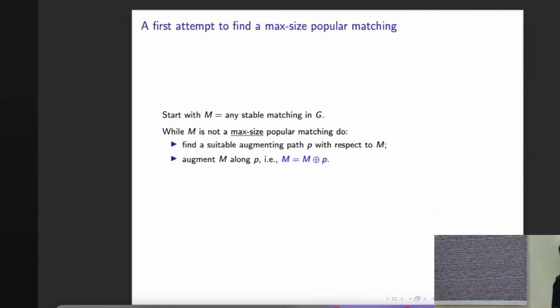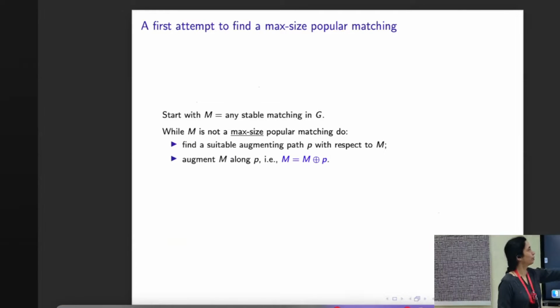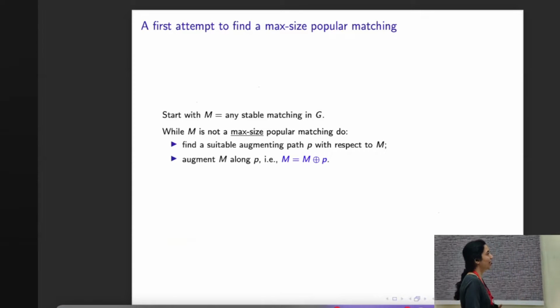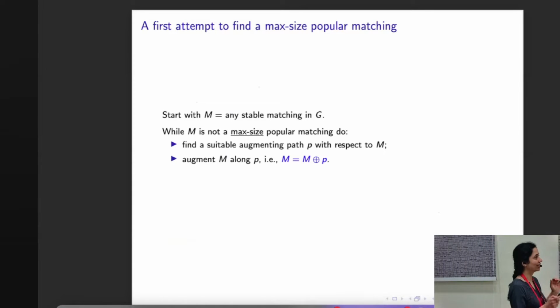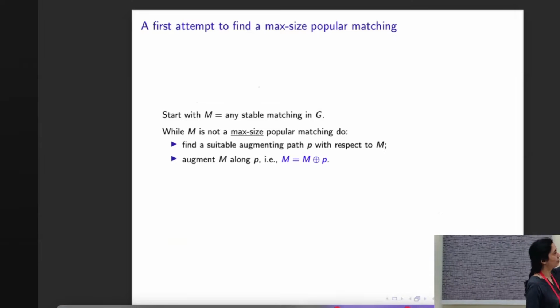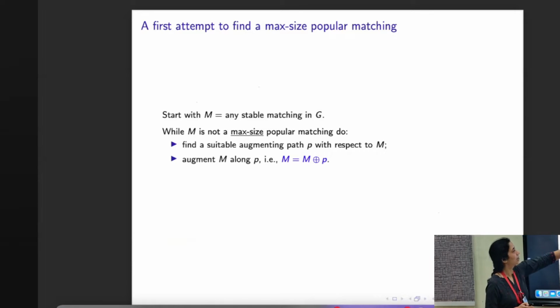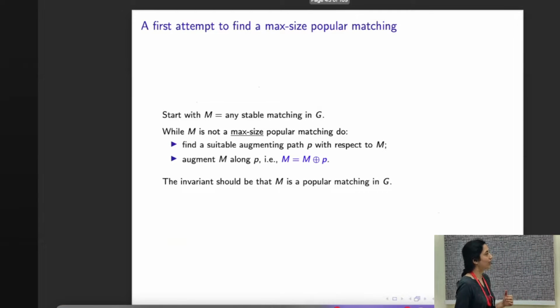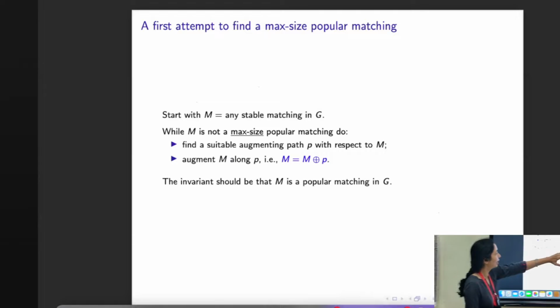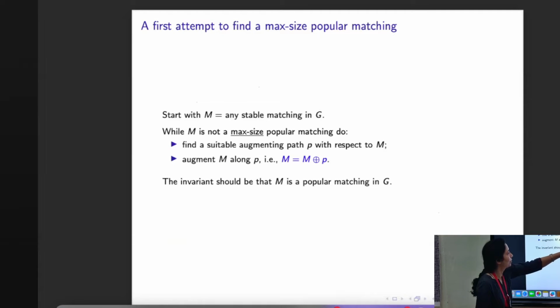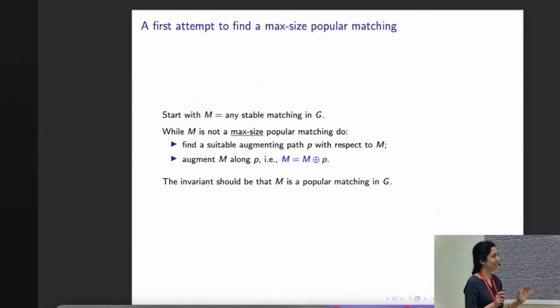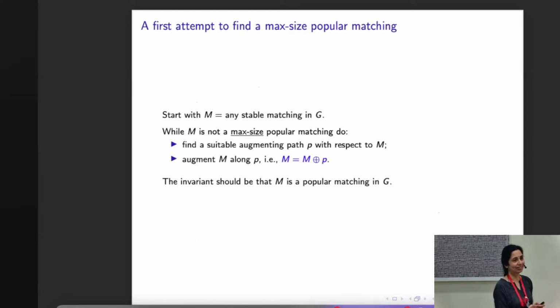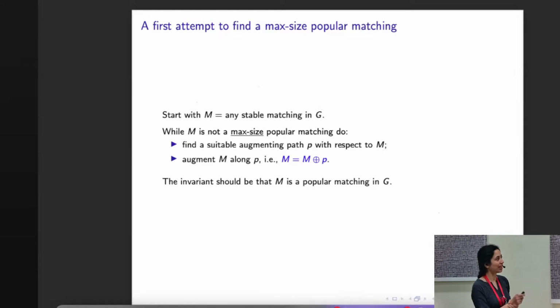Find a suitable augmenting path with respect to M. Now even suitable augmenting path is sort of ill-defined, but let's just leave it at that high level idea stage. Let's find a nice augmenting path and augment our matching along that path. Then the matching increases in size. And what do we mean by suitable augmenting path? We want to find an augmenting path so that once we augment our matching along the path, the resulting matching is popular. Now how to do all this, let's put it aside, but at an idea level, let's contemplate this. Is the idea okay?